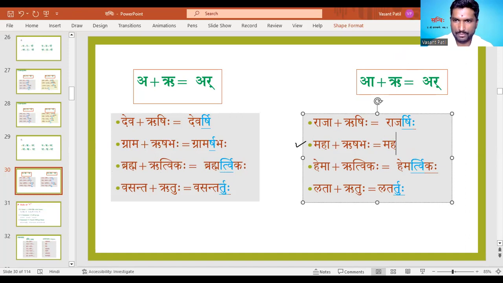Ru will become r. What is happening? Maha plus Rushabha, Maharshabha. Okay, we'll move ahead, or I will write it down.